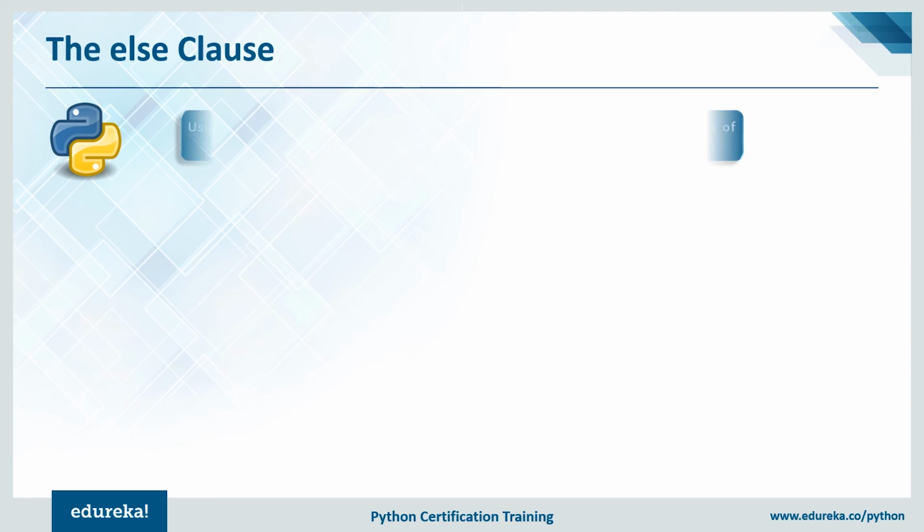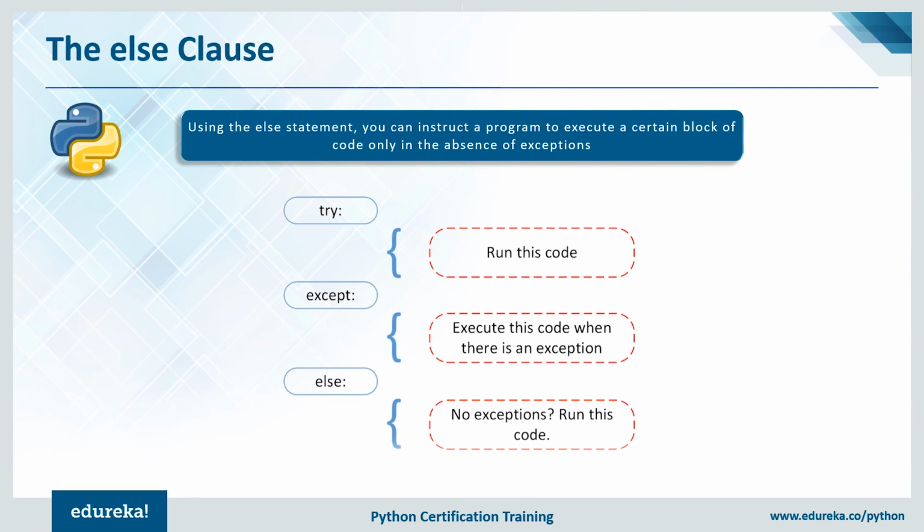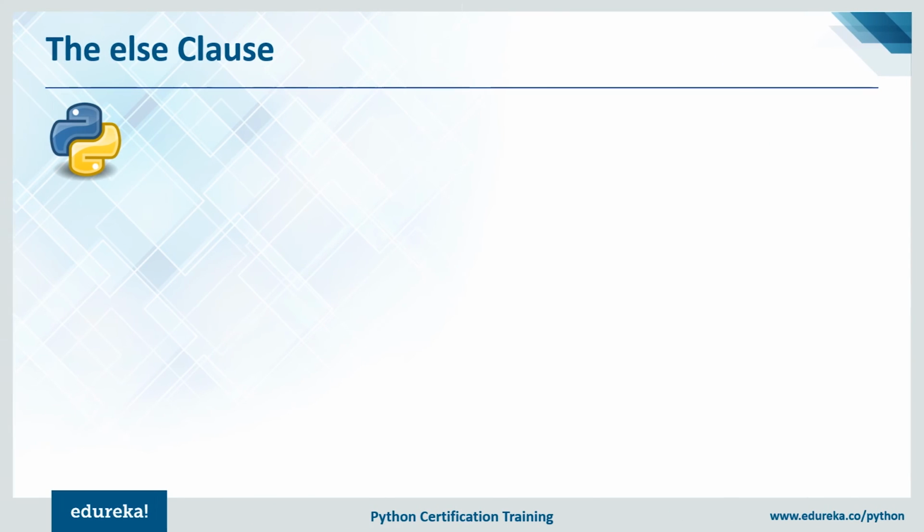In Python, using the else statement, you can instruct a program to execute a certain set of code only in the absence of exceptions, guys. Check out the following diagram on your screen. In the try part, we have the code, except when we want to handle the exception, or else, in case there is no exception, we're going to run the piece of code that comes under else, guys. Let me quickly walk you through the code, guys.